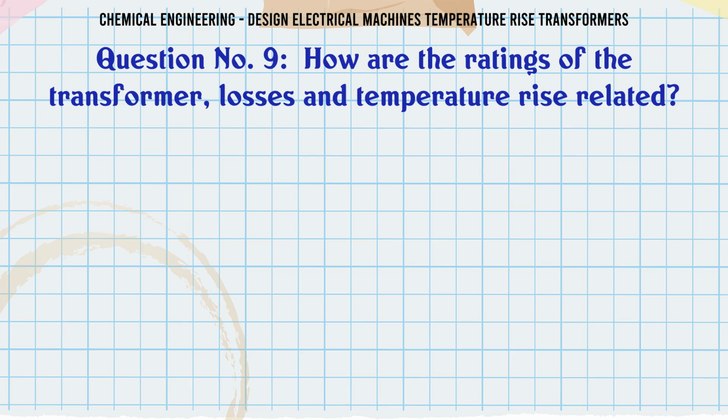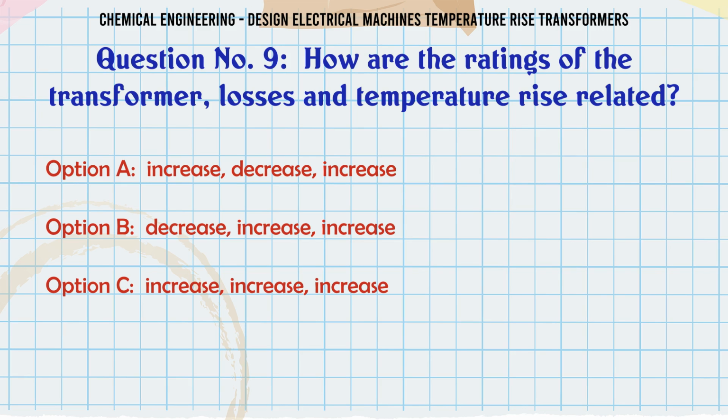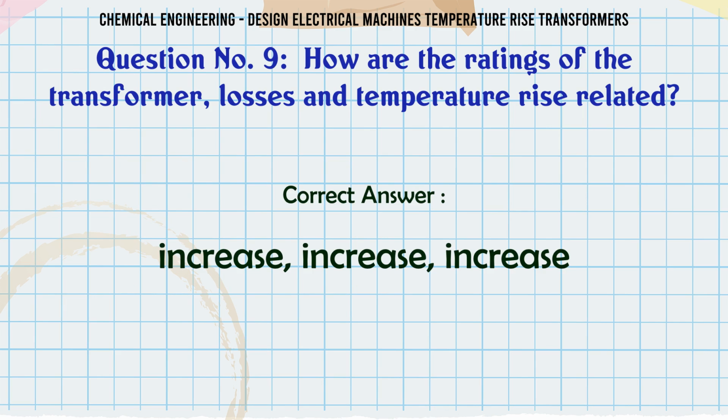How are the ratings of the transformer losses and temperature rise related? A. Increase, decrease, increase, B. decrease, increase, increase, C. increase, increase, increase, D. decrease, increase, decrease. The correct answer is increase, increase, increase.